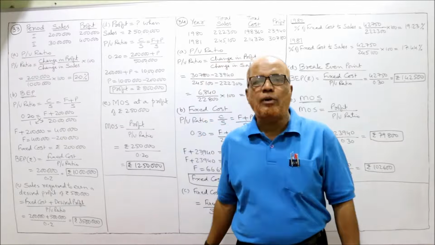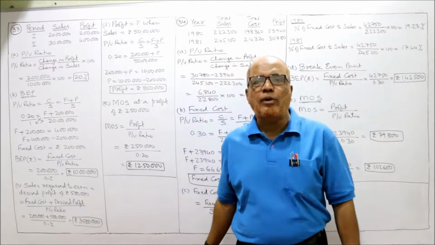Calculate first point, PV ratio. Second, break-even point. Third, sales required to earn a profit of rupees 5 lakh. Fourth, profit is how much when sales are 50 lakh. And fifth, margin of safety at a profit of rupees 2,50,000. So 5 different questions are asked, right? So the solution will be like this.